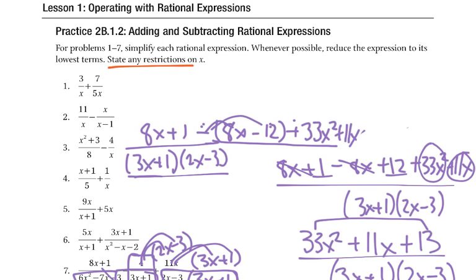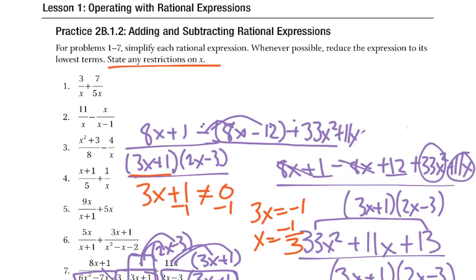Oh, I forgot to state any restrictions on x. Basically, any restrictions on x would be anything that makes the denominator 0. So like this one, 3x plus 1, that cannot equal 0. Okay? So if we solved it, it would mean x could not equal negative 1/3. So that would be a restriction. And then we do it for this part too. So that would basically be x couldn't equal 3 over 2. Okay? So those are restrictions.